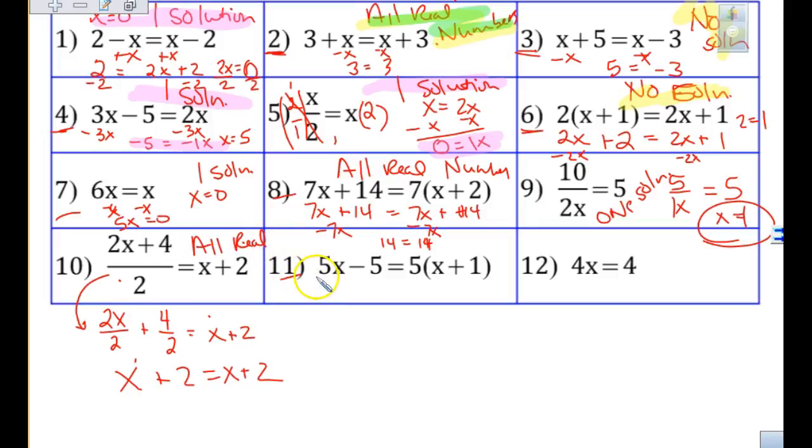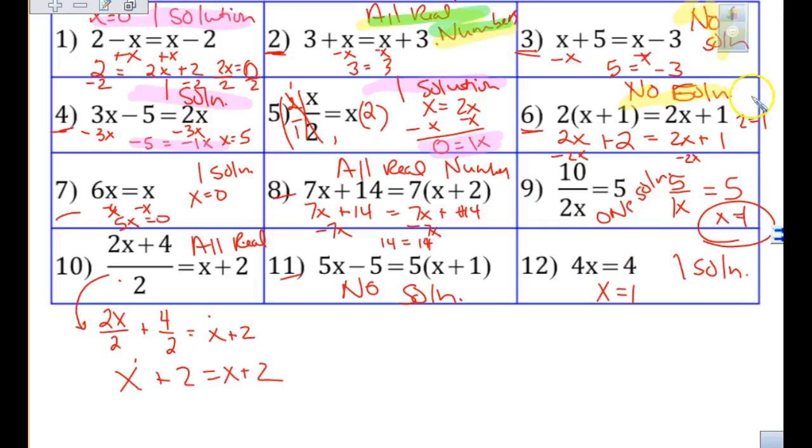Number 11. Greta, did you get number 11? What kind of answer should it be? No solution. Okay. How about number 12? Anyone have number 12? I do. You do? What do you got? So I got x equals 1. X equals 1. 1 solution.